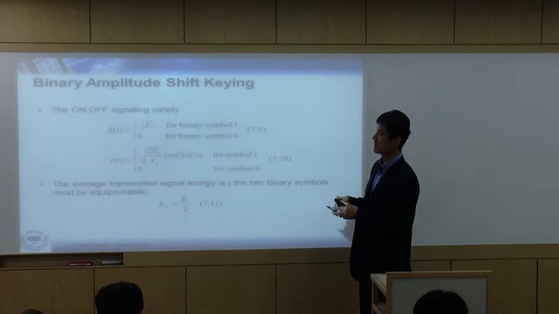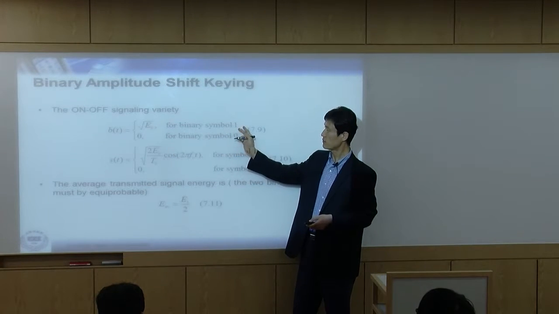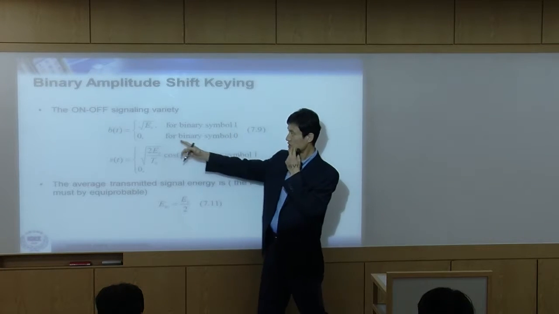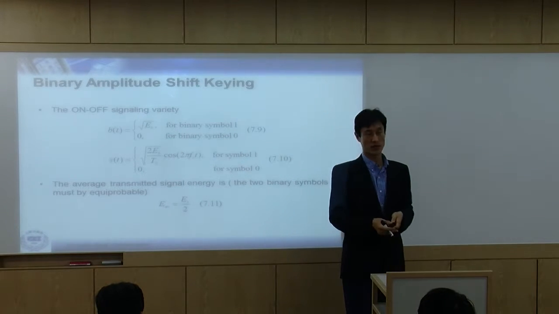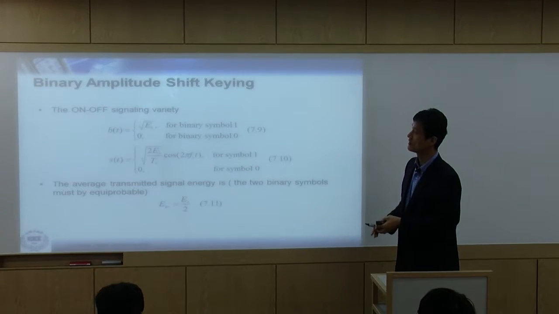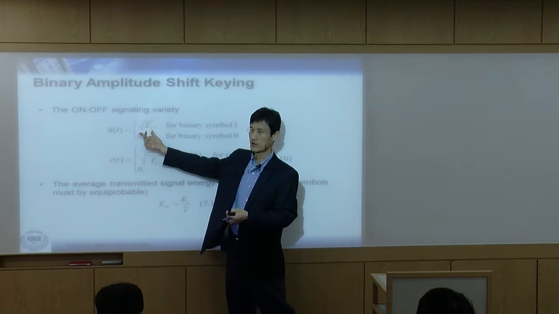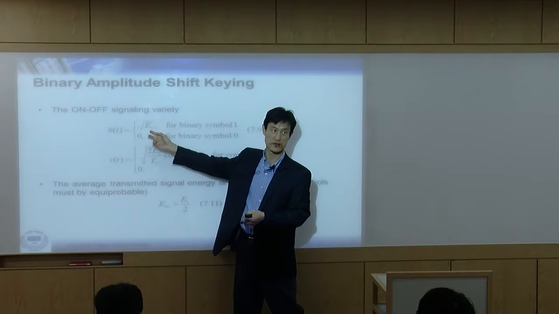So this is ASK. As you know, we have binary symbol 1 and 0. So when you have binary 1, you have some energy. 0, you have no energy. So that's why we call this one on-off keying, right? And whenever you have a binary 1 and you have energy, what you want to do is you multiply carrier onto this, right?